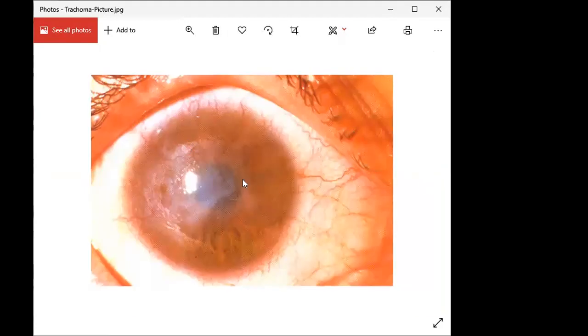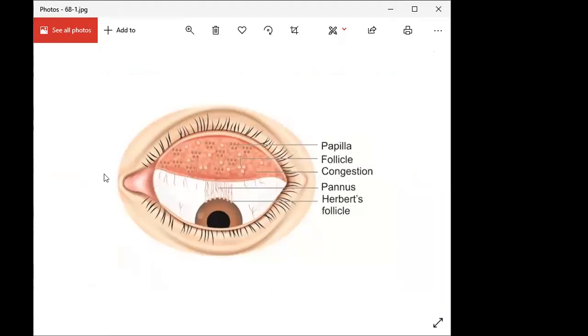Here you see the entire cornea is filled with pannus. This is a schematic representation. These are the follicles, right? These are the papillae, these are the follicles. There is a lot of difference between papillae and follicles, right? I'll explain it in follicular conjunctivitis. So this is the pannus. This pannus is nothing but blood vessels coming onto the corneal region, right? So that is about the corneal signs.